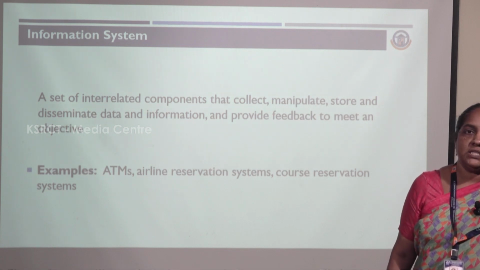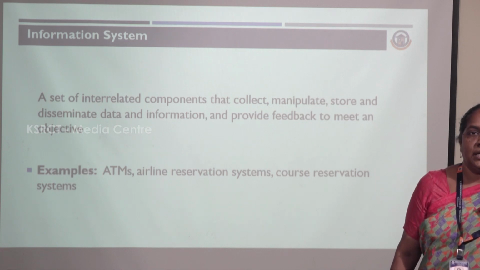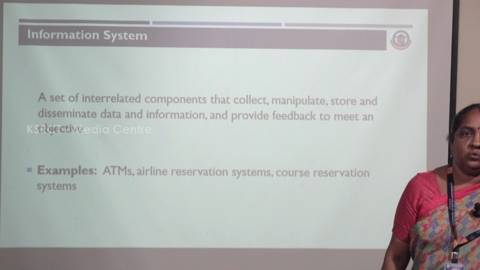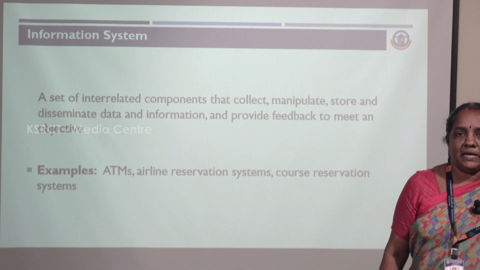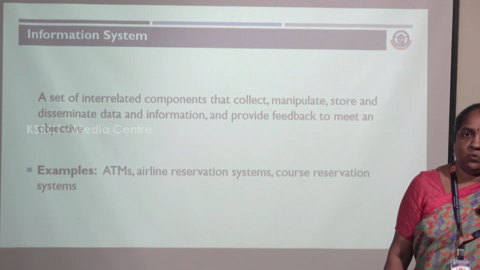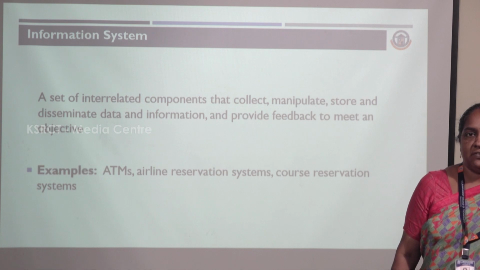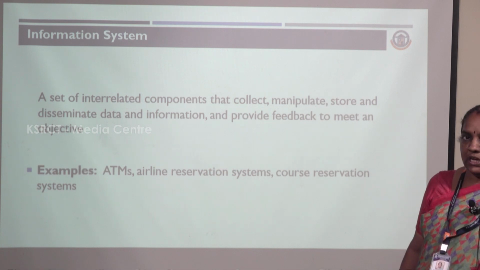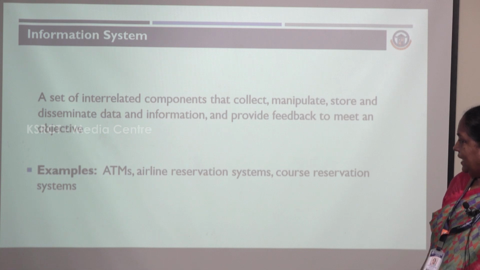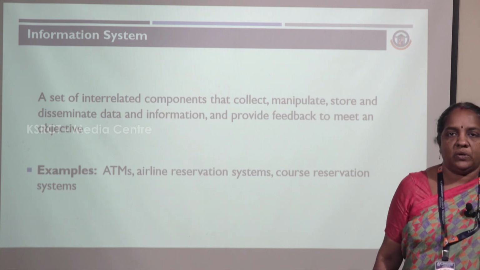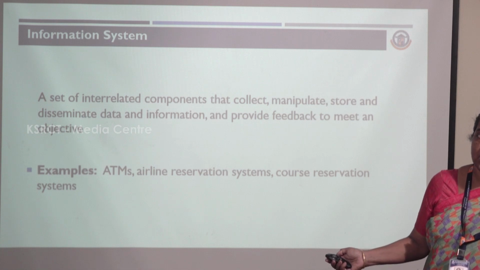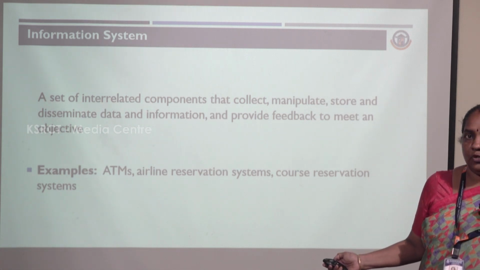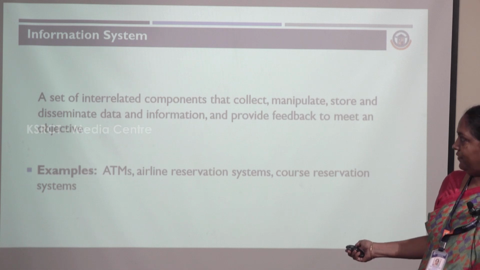Basically, an information system is a system which provides you the data, and with the help of the data you can manipulate, store, and generate as many reports as possible. In the present generation, information systems play a very major role. Examples are ATMs, which we regularly use, airline reservation systems, and coach reservation systems. These are examples of daily usage, and all of them are supported by information systems.